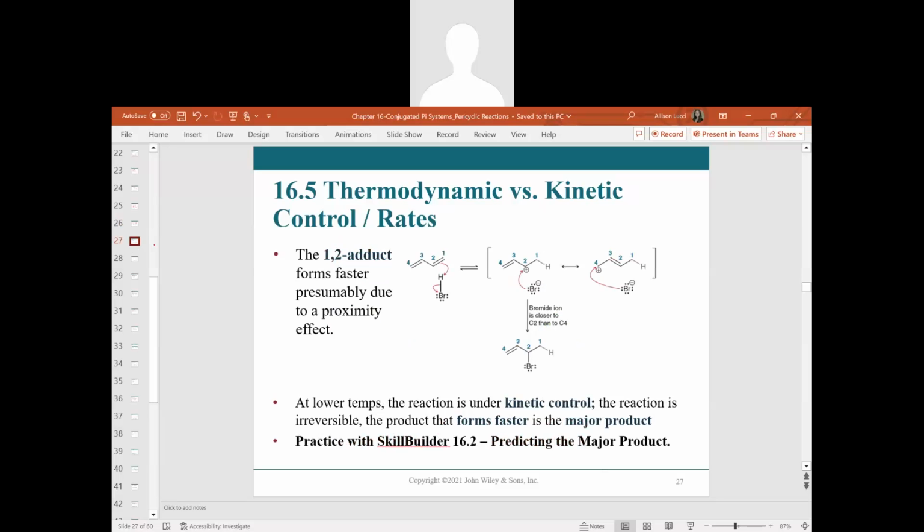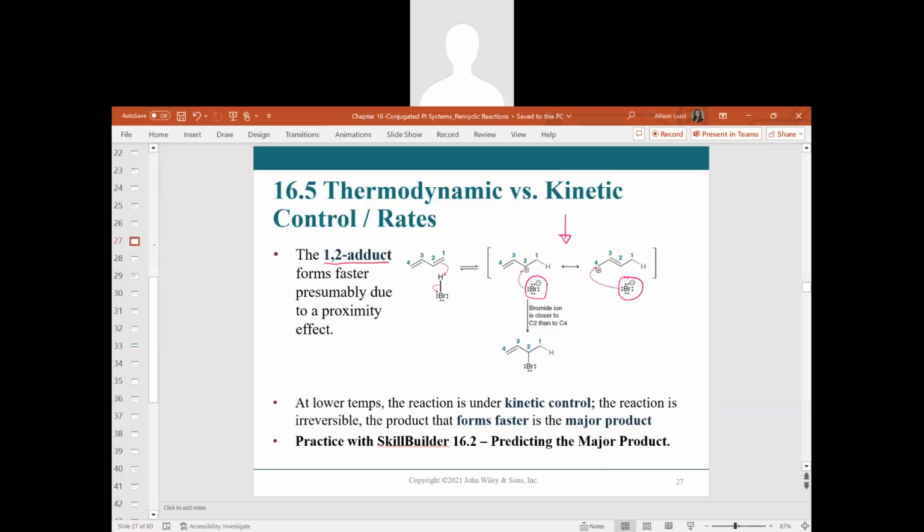So again, how can we control these reactions? The 1,2 adduct forms faster, and we assume that that is due to really just simplicity of proximity. So when we have this protonation shown in this first step, at our carbon 1, we generate this resonance-stable carbocation intermediate here, and this bromide ion, rather, after protonation is in this location to a carbocation versus in this location to the carbocation on carbon 4 here.